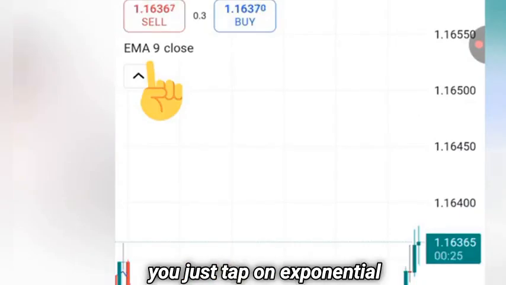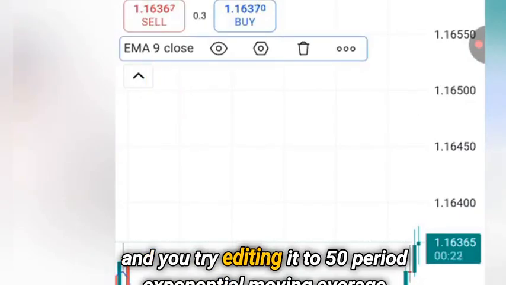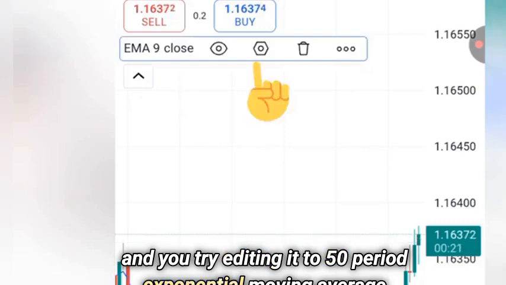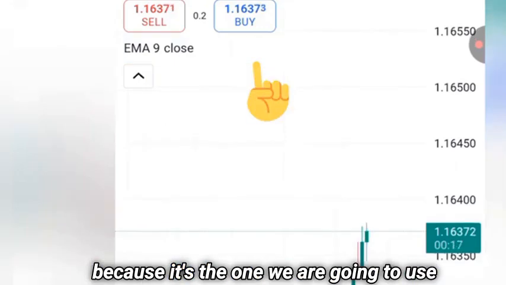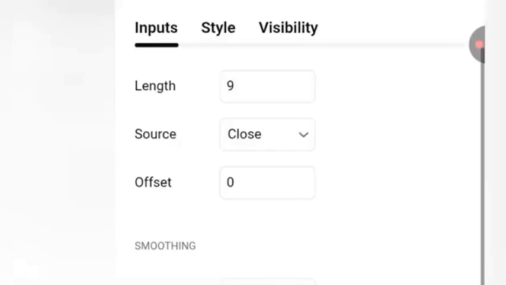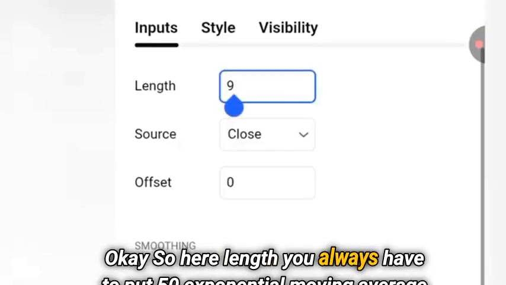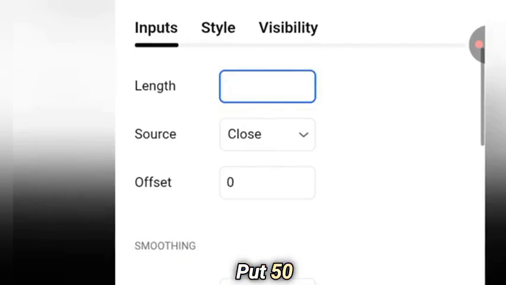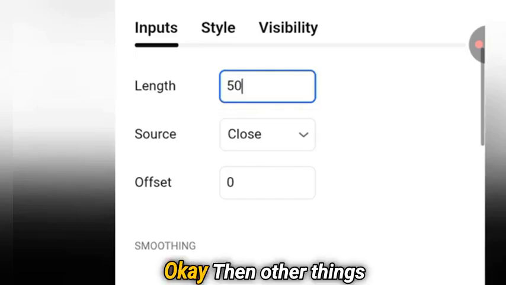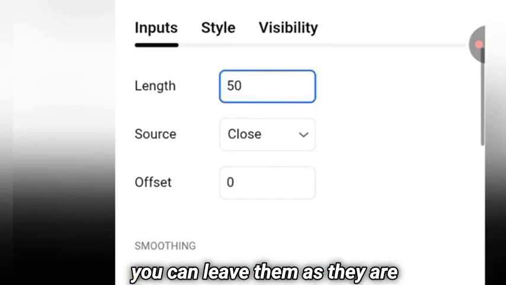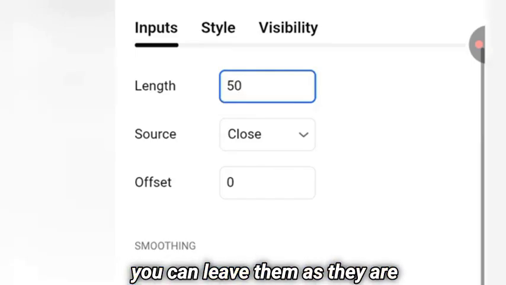Then here you just tap on exponential and edit it to a 50 period exponential moving average, because it's the one we are going to use. Here, for length, you always have to put 50 for the exponential moving average. Put 50. Then the other things you can leave as they are.